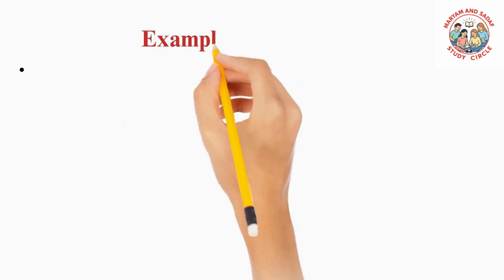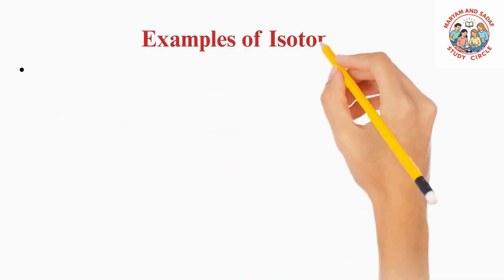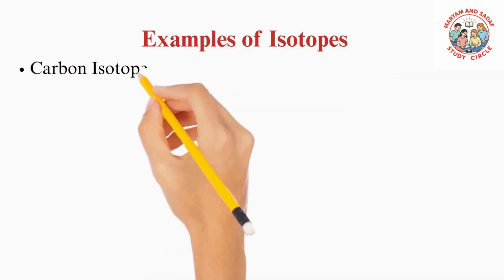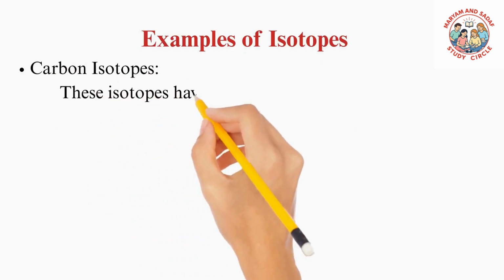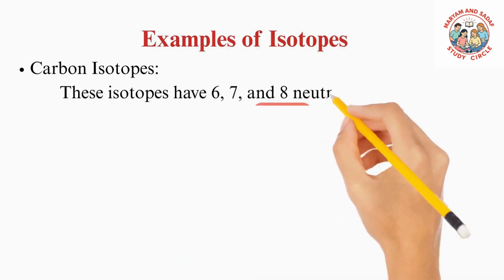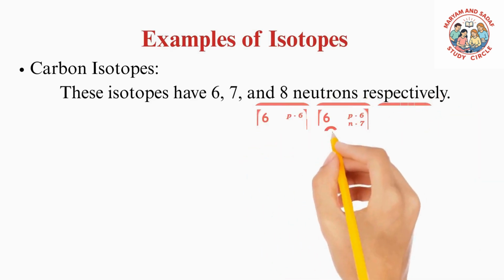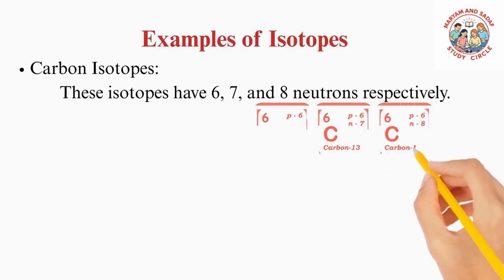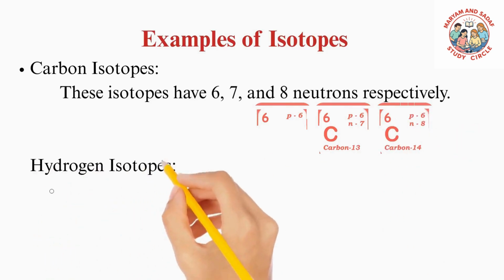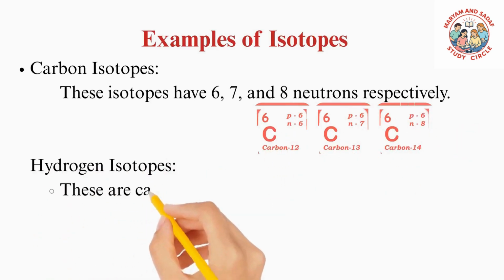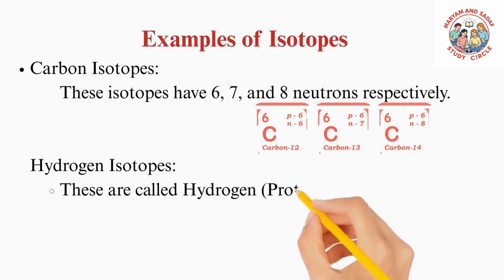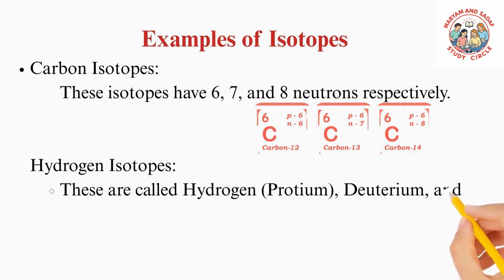Examples of isotopes: carbon isotopes. These isotopes have 6, 7, and 8 neutrons respectively. Hydrogen isotopes are called protium, deuterium, and tritium. Protium has no neutron.